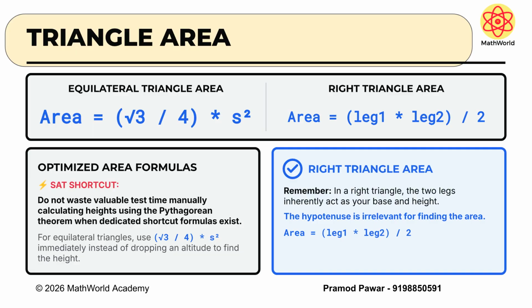Now, when you're dealing with a right triangle, the classic one-half base times height formula definitely still works, but we want to adjust how we think about it. Since a right triangle has 2 legs, they inherently act as your base and your height.